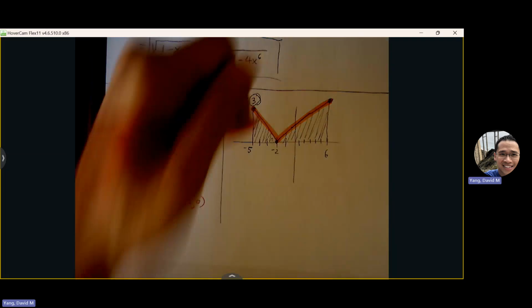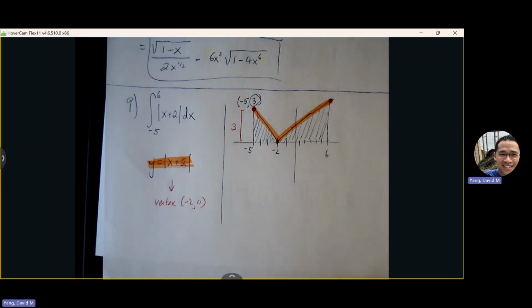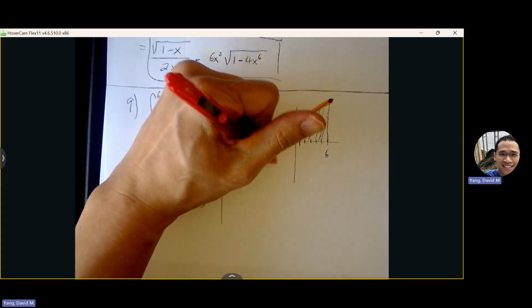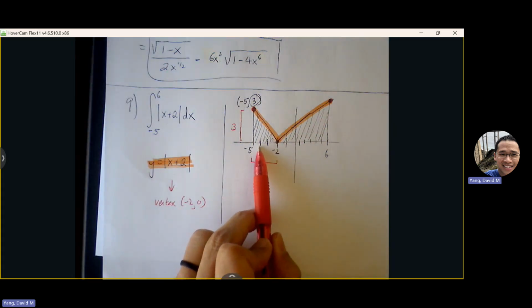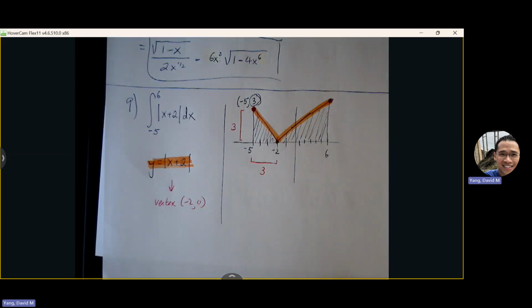So I know that the height of my triangle is 3 units off of the ground. And then this is also 3, right? If I just count the units, that's 3 units there. So I have my base and height for my first triangle.